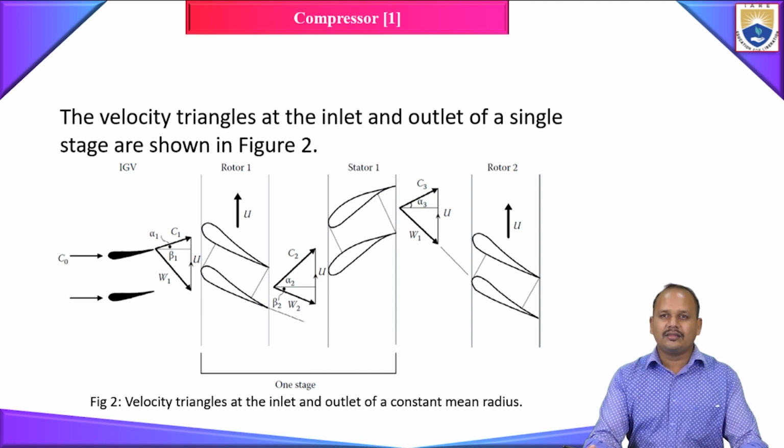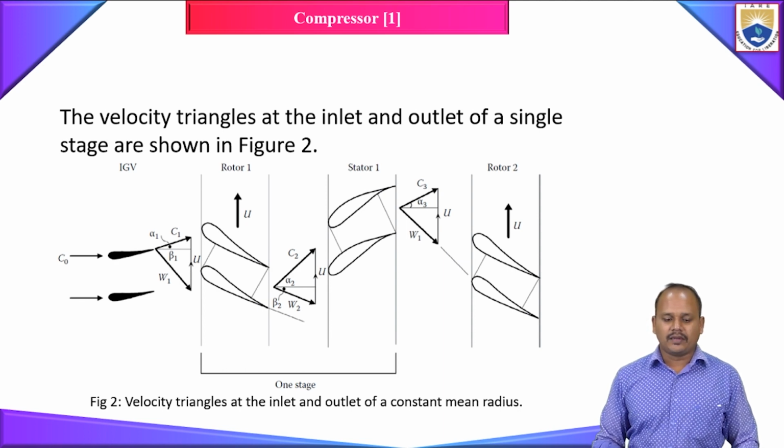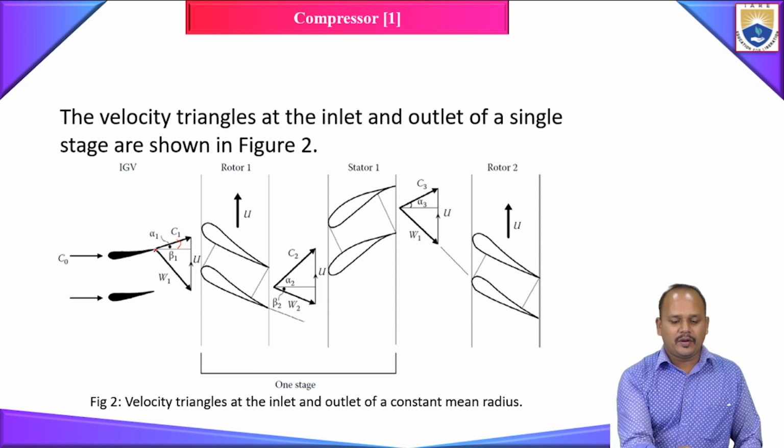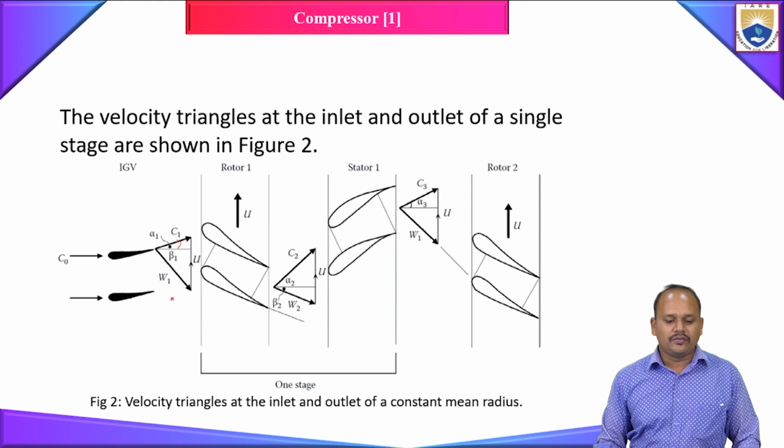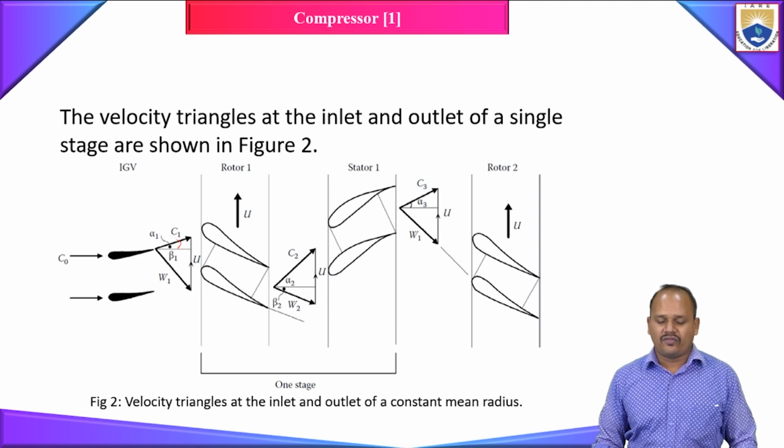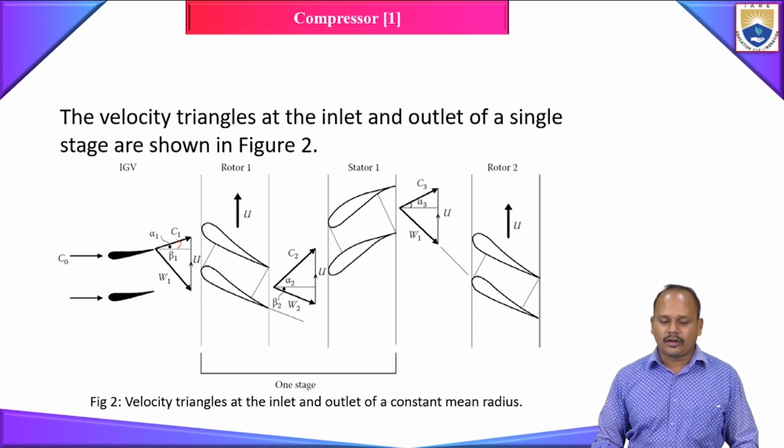Similarly, we have two angles, alpha 1 and beta 1. So what is this alpha 1? It's the absolute angle, and beta is the relative angle. Alpha is basically the angle between the axis of my compressor and the absolute velocity component. This is what we call alpha, the absolute angle. And the angle between the axis and the relative velocity, we call beta. So the numbers 1, 2, 3 represent: 1 represents the inlet of the rotor, 2 represents the exit of the rotor and also the inlet of a stator, and 3 represents the outlet of our stator.